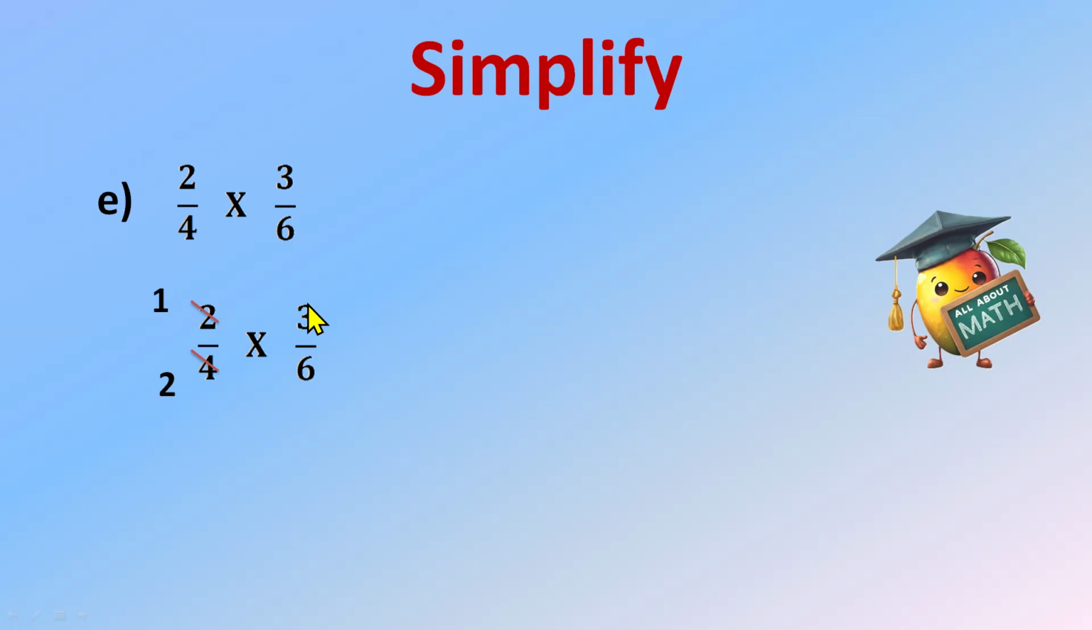Do they come in any table together? Yes, in the 3 table. So let's cut 3 and let's cut 6. Now where does 3 come in the 3 table? 1. Where does 6 come in the 3 table? 3 twos are 6. So I got 2.